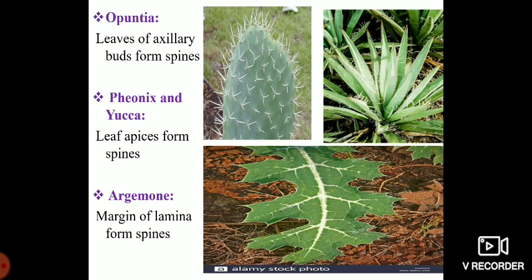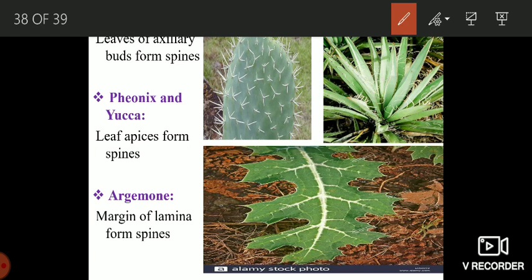Here you can see these are all the axillary buds. The point where you see these spines, these are the axillary buds, and these spines are actually the modified leaves. They have reduced in area to form the spines. Then in Phoenix and yucca, the leaf apices or the leaf tips get modified and form spines. Here you can see in the image these pointed, spine-like structures, they are the tips of the leaves.